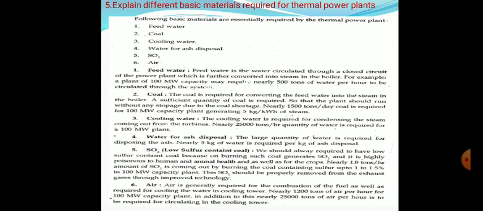Air. Air is generally required for the combustion of the fuel as well as for cooling the water in the cooling tower. Nearly 1200 tons of air per hour for a 100 megawatt capacity plant. In addition to this, nearly 25,000 tons of air per hour is required for circulating in the cooling tower.